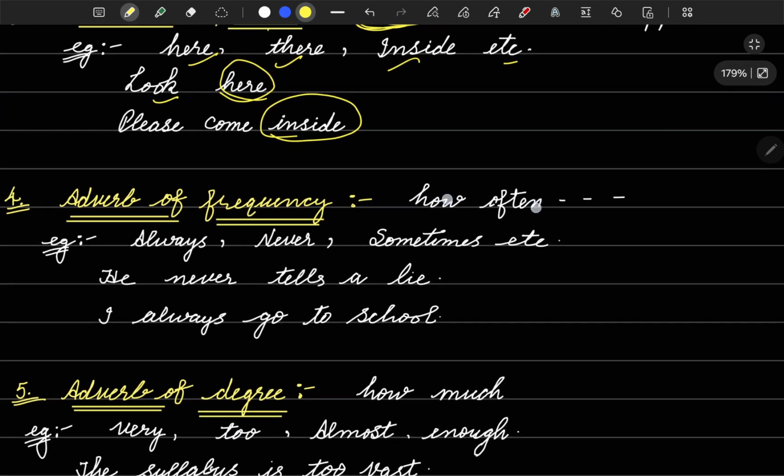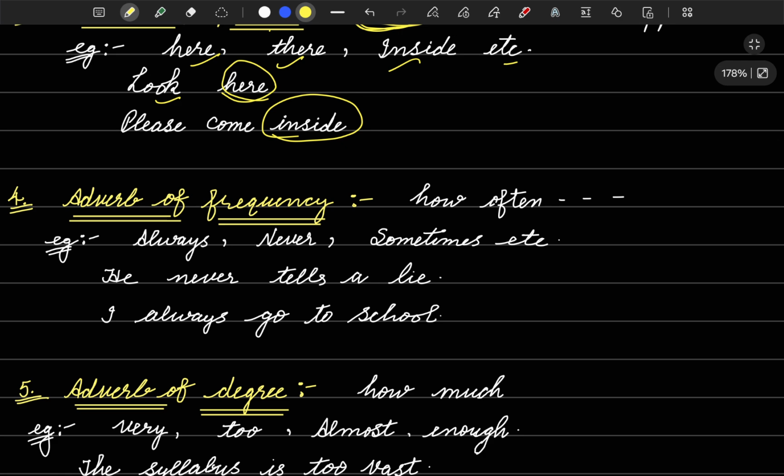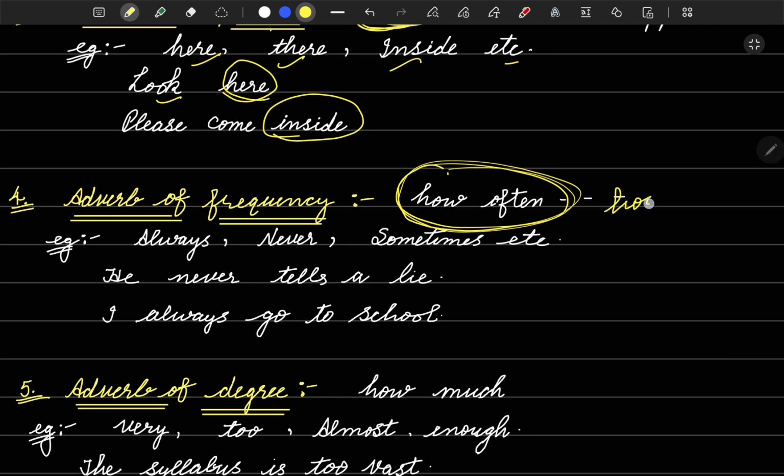Next is adverb of frequency. Adverb of frequency. It shows how often an action is done. Means it shows how many times an action happens. For example, always, never, sometimes, etc.